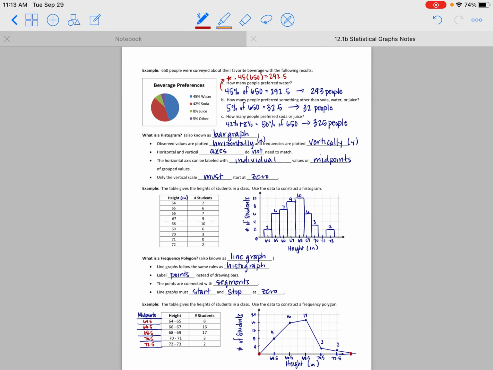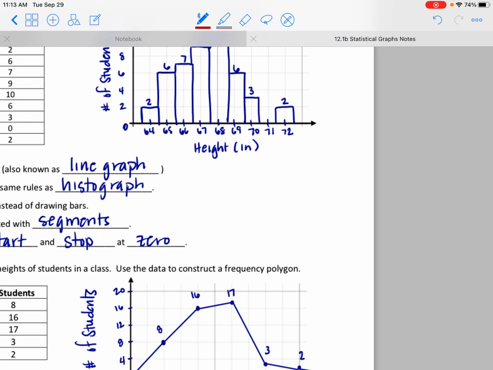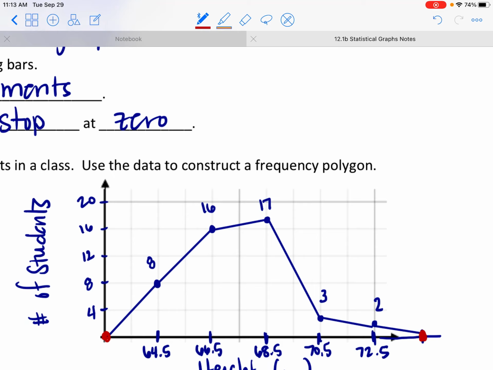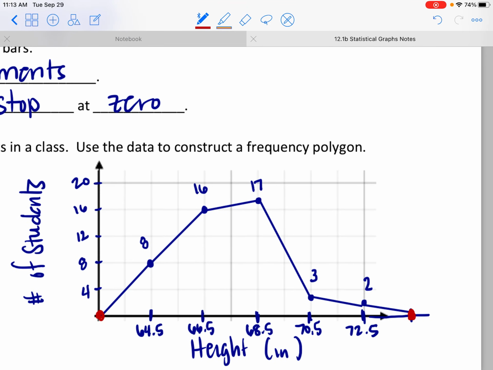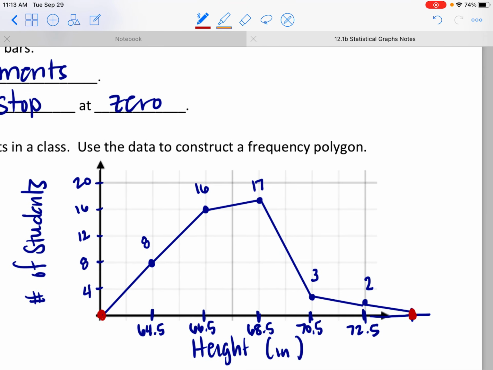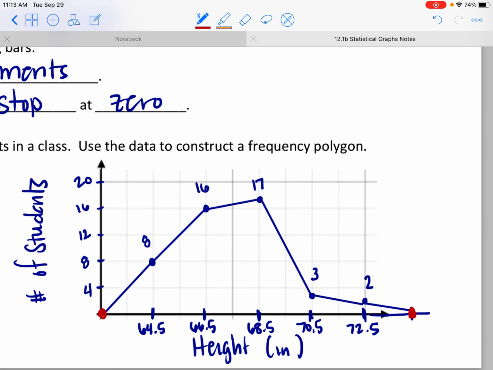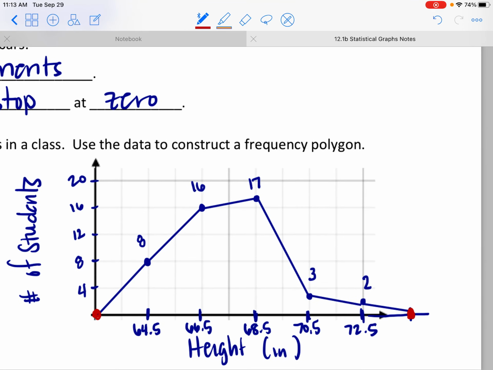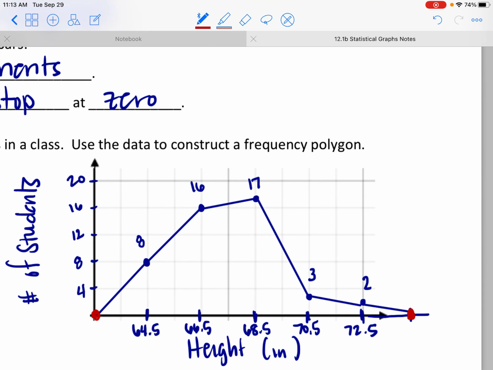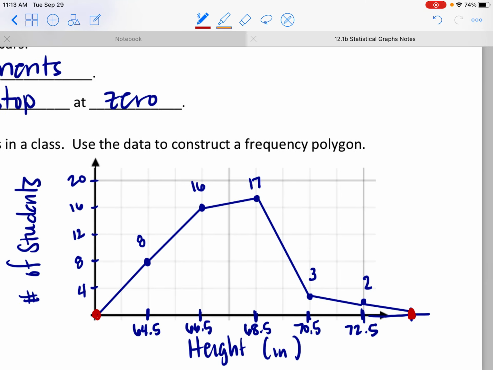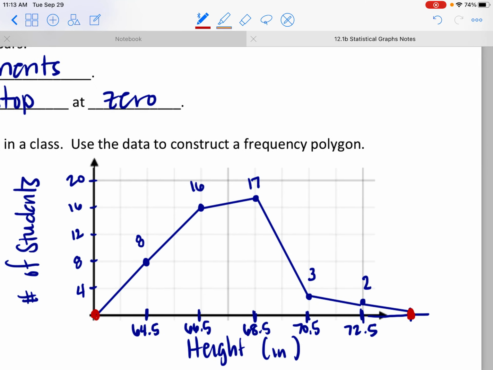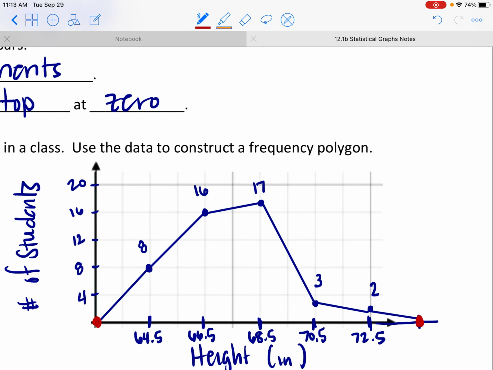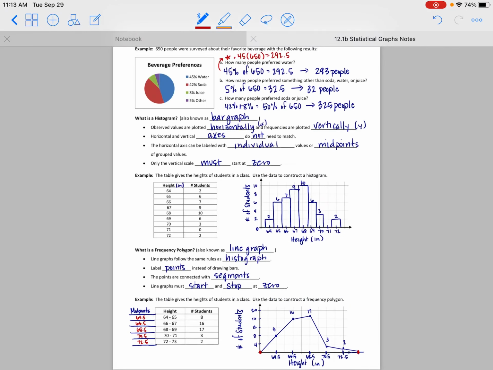And again, you should be able to read one of these things. So if I hadn't given you the frequency distribution, if I had just given you this graph and I said, which class has the highest frequency, you'd say, well, 68.5 has 17 students in it. Or were there more students above 68.5 or below, and you would say below, because there are 16 and 8, which is definitely more than 3 and 2. Or questions like that. So you should be able to read and understand what's happening in any of these types of graphs.